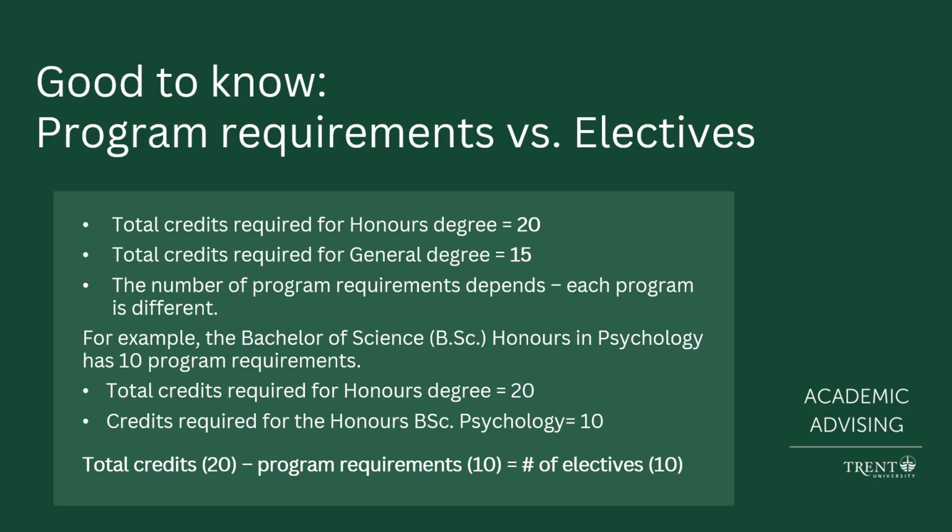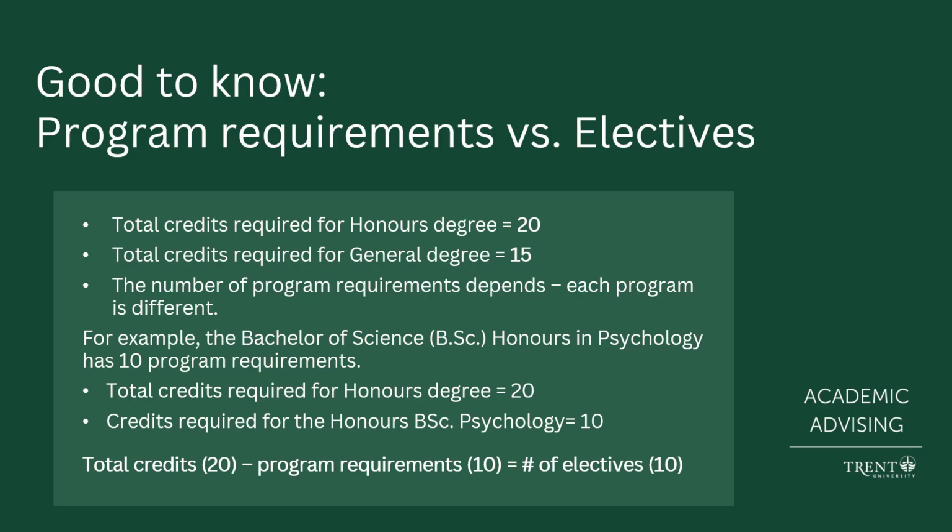First, let's review how many total credits are needed. For an honors degree, 20 credits are required. For a general degree, 15 credits are required. The number of program requirements depends. Each program is different, and you can find the answer in the academic calendar.